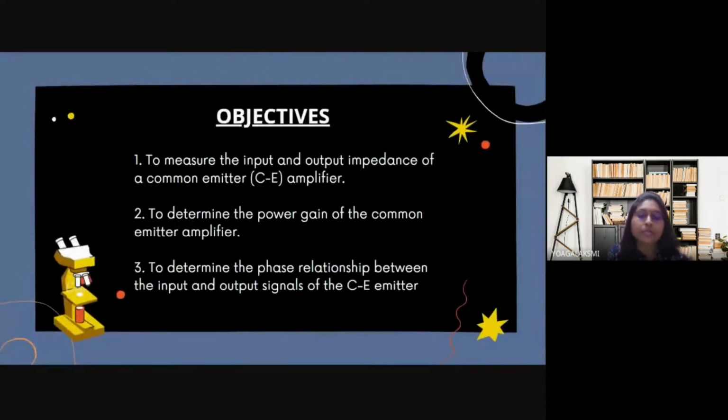Next, I would like to explain the objective of this experiment. The first one is to measure the input and output impedance of a common emitter, CE amplifier. The second objective is to determine the power gain of the common emitter amplifier. The third objective is to determine the phase relationship between the input and output signals of the CE amplifier.